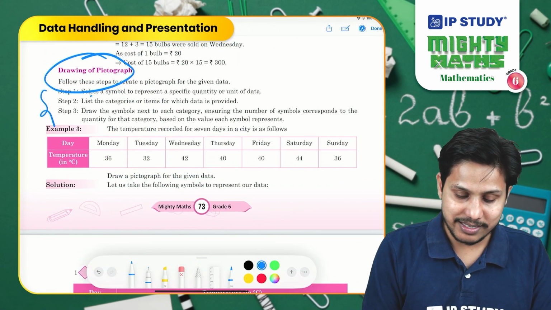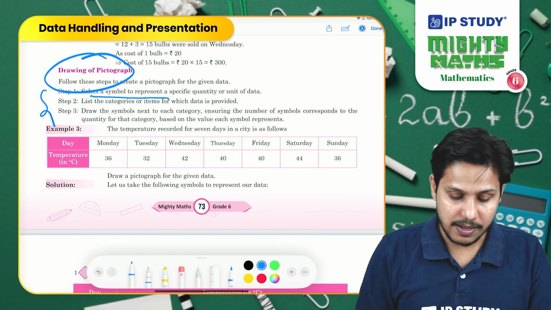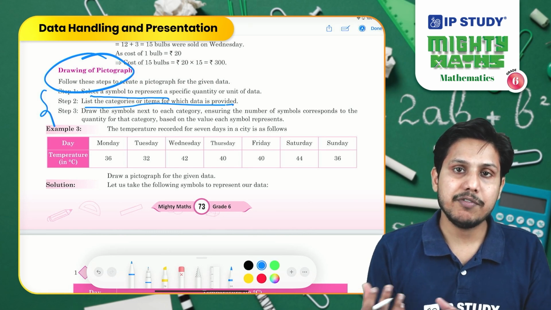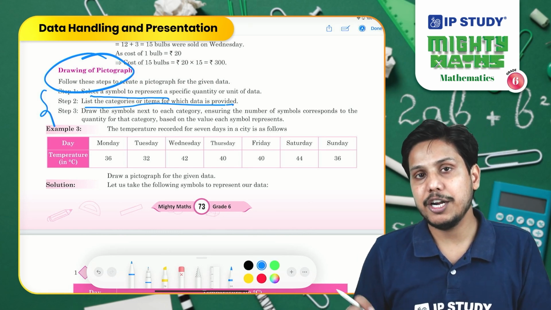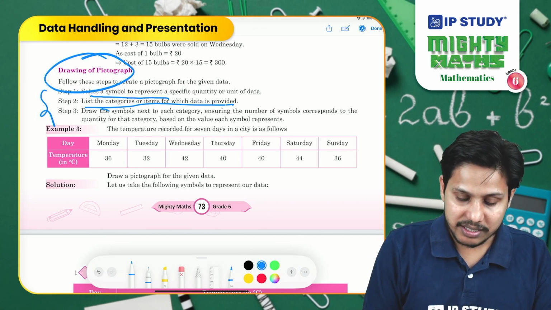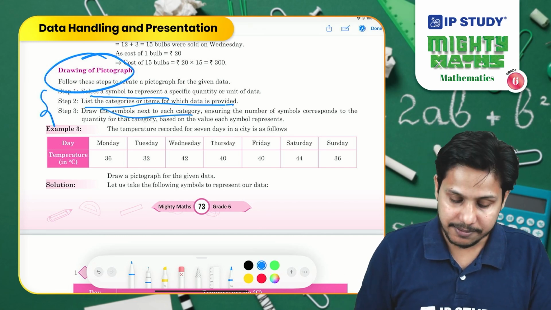First, identify the symbol, that is the key, that you will use to represent the data. Then list the categories or items for which data is provided, such as fans produced, favorite fruits or favorite flowers. Then draw the symbol next to each category depending upon the scale or the key that we have taken.